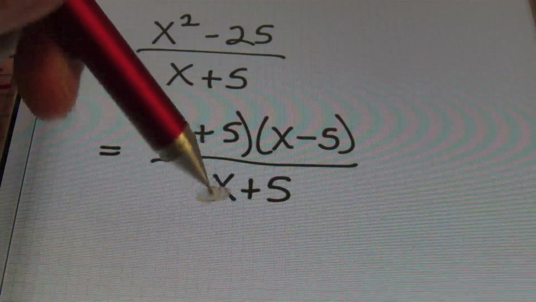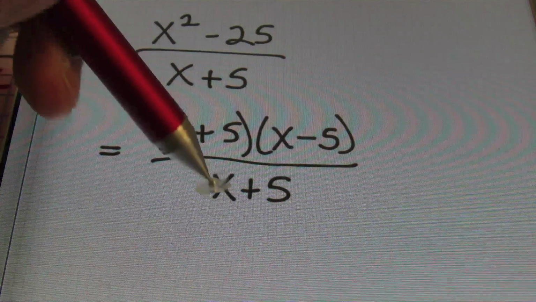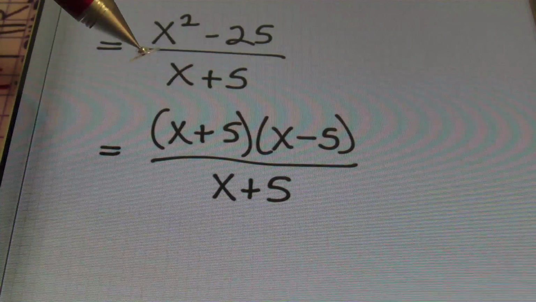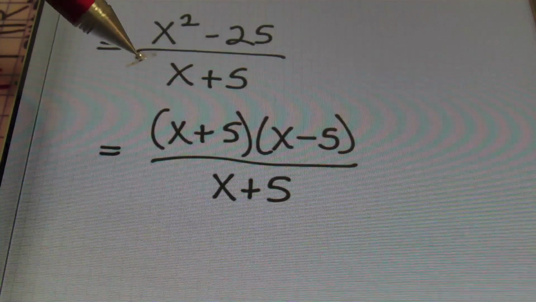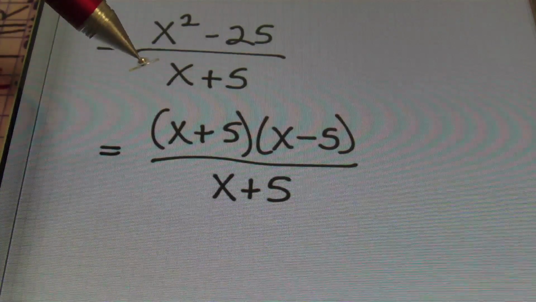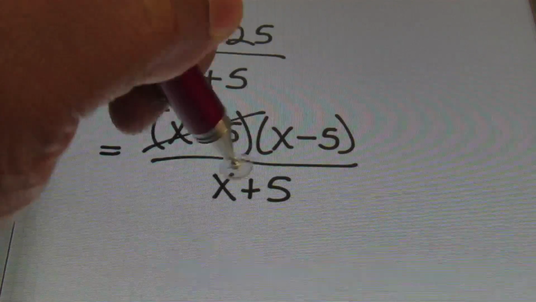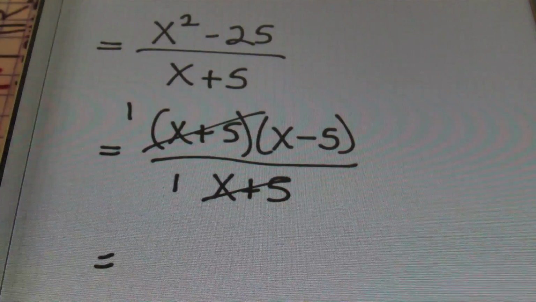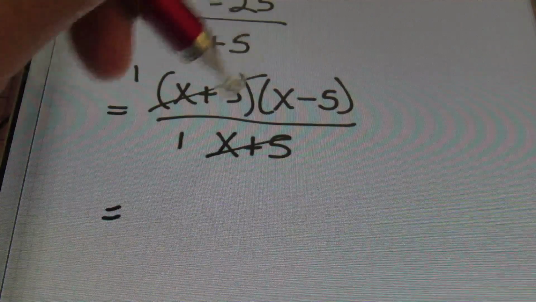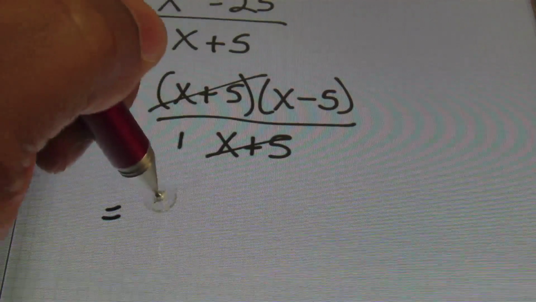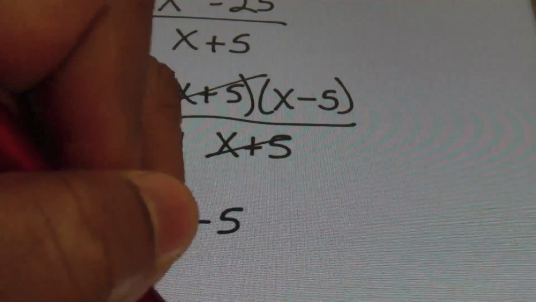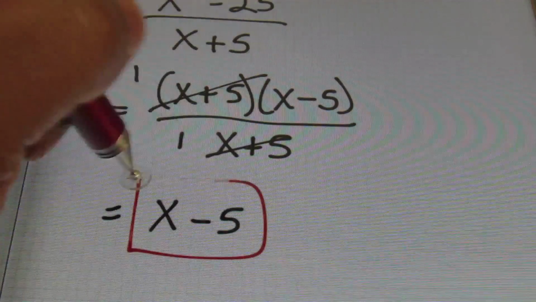Once I have this, notice that we have a common factor in the numerator and the denominator. That means we can cancel it out. Recall that anything over itself other than 0 will equal 1 when you're dividing. So this cancels out to 1. That cancels out to 1. So your end result is simply going to be x minus 5 over 1, which is just x minus 5. All right? And that's your answer.